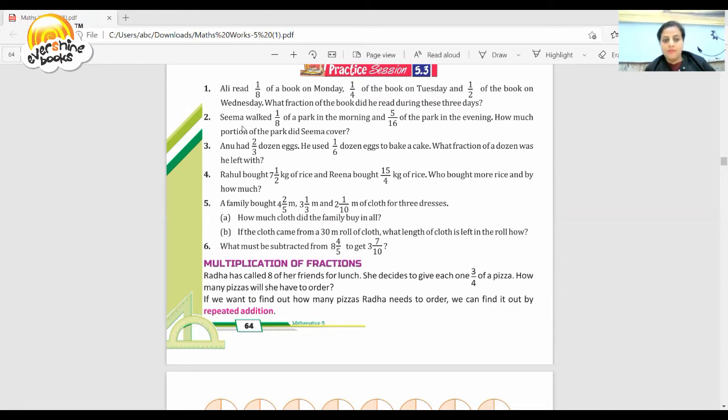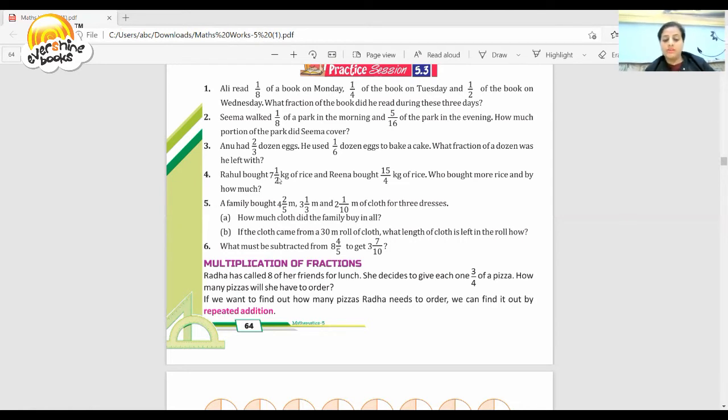Here, Seema walked 1 upon 8 of a park in the morning and 5 upon 16 of the park in the evening. How much portion of the park did Seema cover? You have to add all the numbers. Anu had 2 upon 3 dozen eggs. He used 1 upon 6 dozen eggs to bake a cake. What fraction of the dozen was he left with?